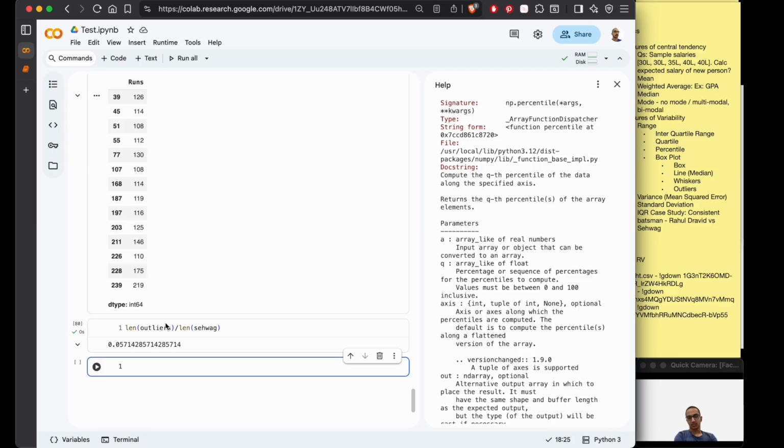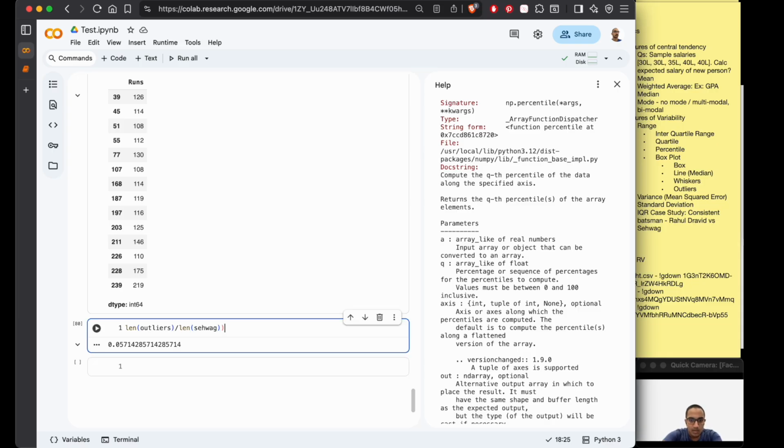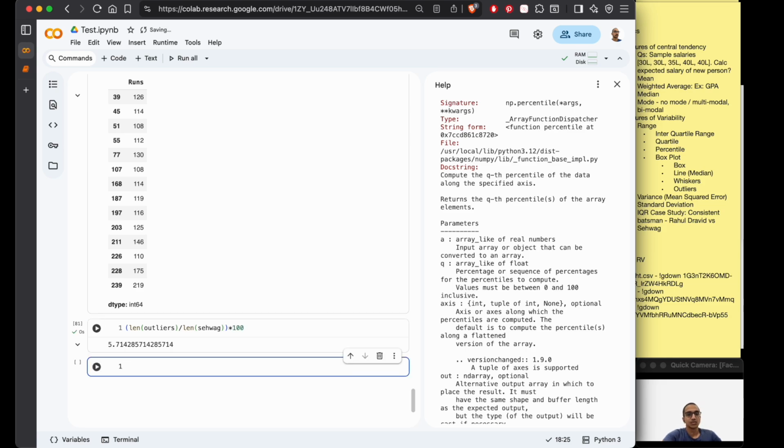So around 5.7% of times Sehwag seems to have hit crazy numbers, like crazy runs, something beyond his expected. So beyond what is expected of him, he has hit around 6% of times. Now let us calculate for Dravid. We'll have to do the exact same procedure.